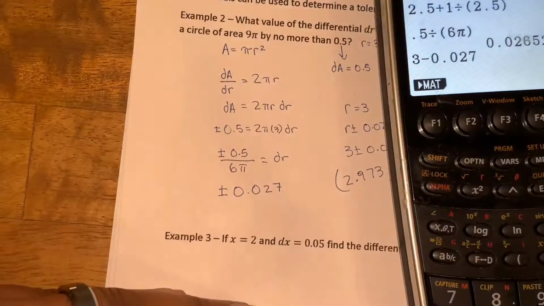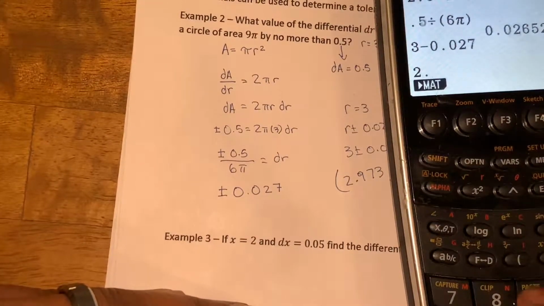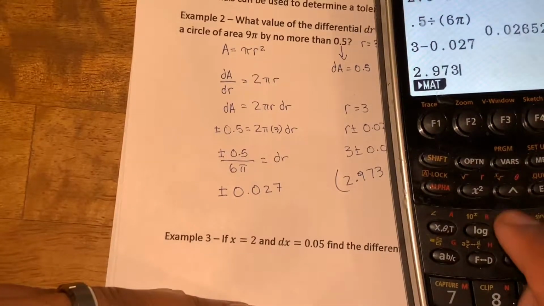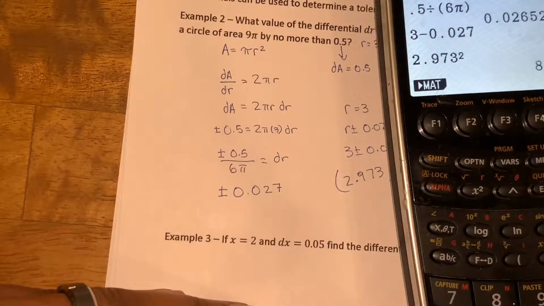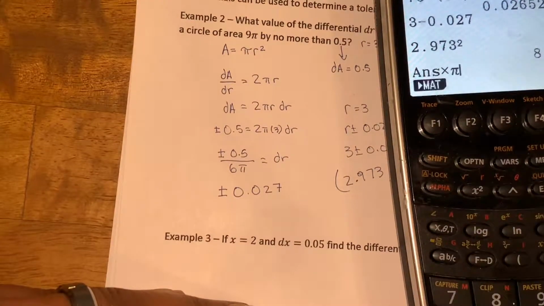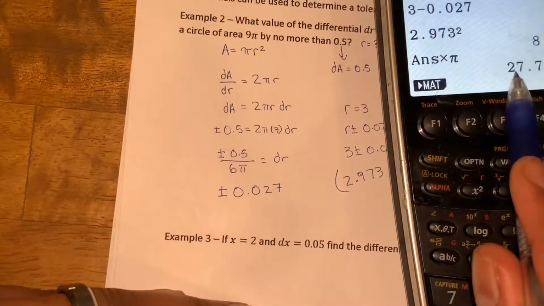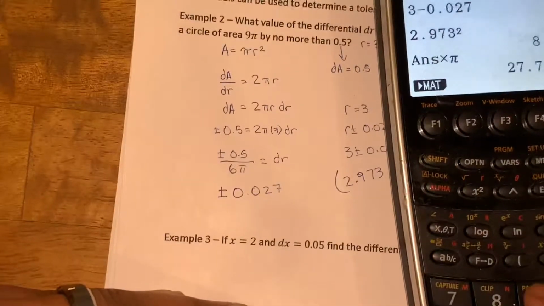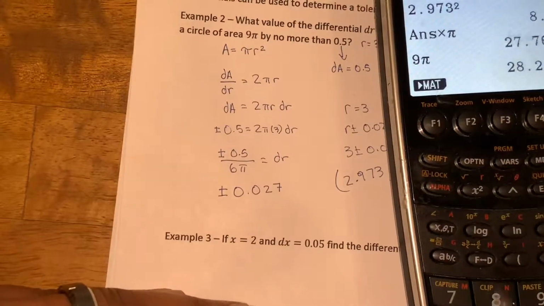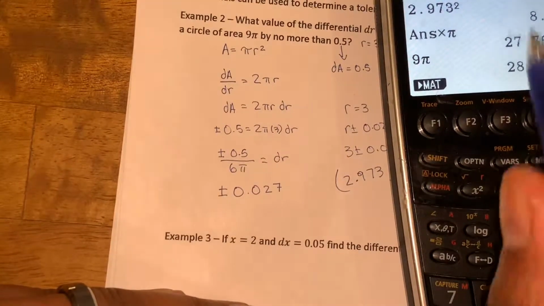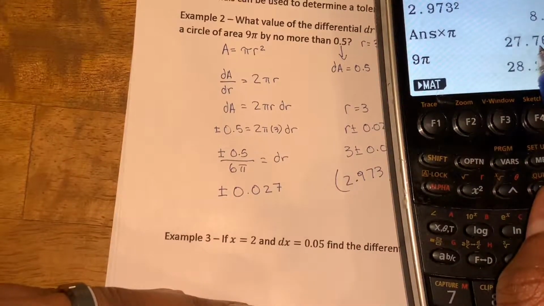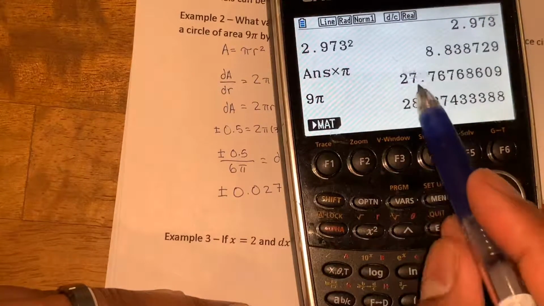So we can check that. 2.973 squared times pi is 27.76, and 9 pi is 28.26. So this is within the 0.5 that we were looking for.